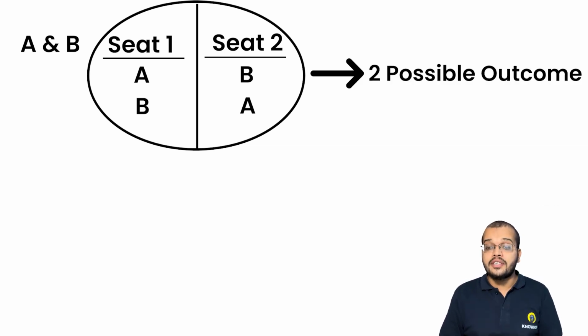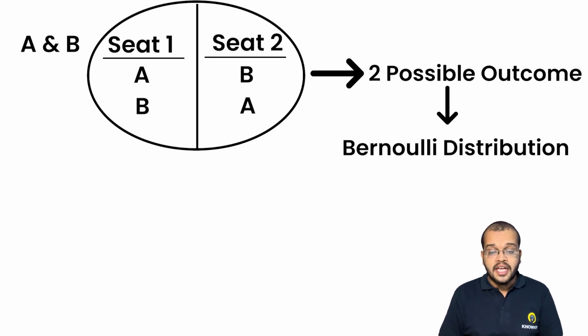So events with only two possible outcomes, we call the Bernoulli distribution. Now any event with two outcomes can be transformed into a Bernoulli event. So for this, let me give you a small example.